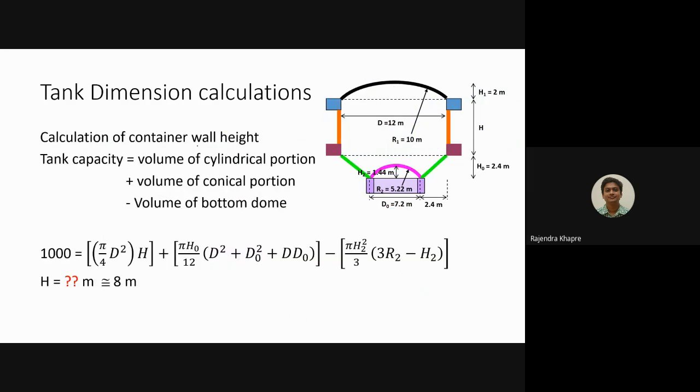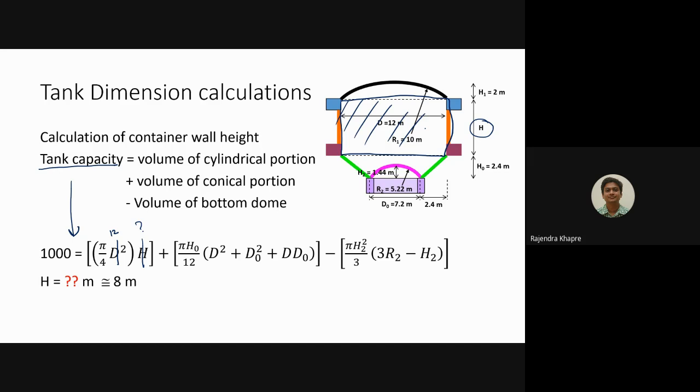So here you can see the tank capacity. This tank capacity is nothing but your 1000. So this is the first, it is nothing but the volume of the cylindrical portion. When I say cylindrical portion, I'm talking about this one. So what will be the volume of this cylindrical portion? It is nothing but pi by 4 d square into h, where this h I am keeping as unknown, because I have to adjust the height. The diameter is already known to me, so diameter is nothing but your 12 meter. So this is the first portion.